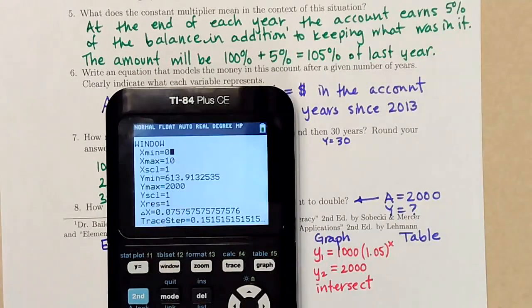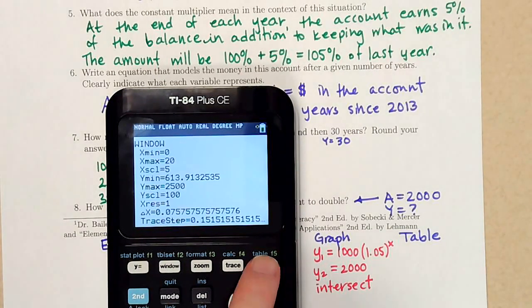The X minimum was 0. We started counting at time 0. I'm going to go up to 20 for the years since. I don't care what the scale is, but counting by 5s is fine with me. The minimum, sure, I don't care if it's 613. And the dollar maximum, I'm going to make it just a little bit bigger than $2,000, even though $2,000 is where we're needing to go. I'm going to make it 2,500. The Y scale, seriously, let's count by 100s. Okay, and now I'm going to hit graph.